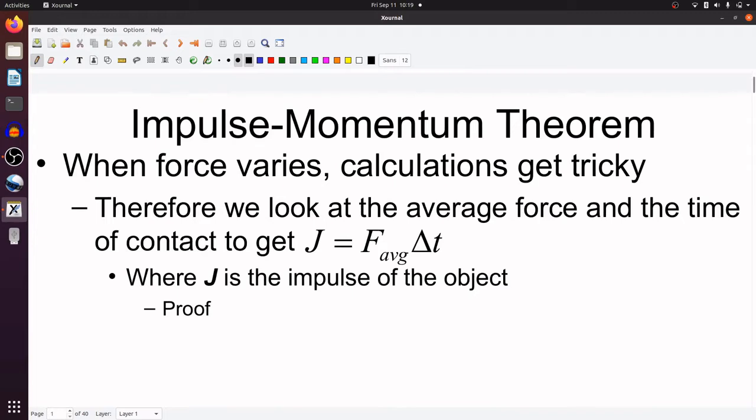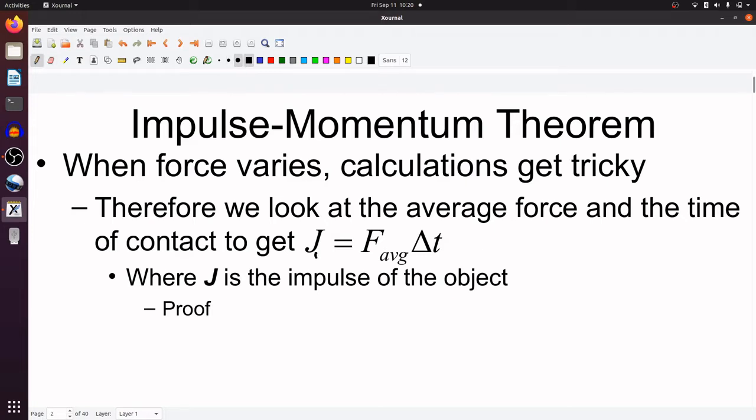Impulse momentum theorem. When your force tends to vary, your calculations get a little tricky. Most of the time, there are not a lot of instances of a constant force out there, whereas your force varies. Think of a football player pushing the sled. Obviously, your force is going to change throughout the process. So, we instead are going to look at the average force in the time of contact to get something new, J, which is impulse.